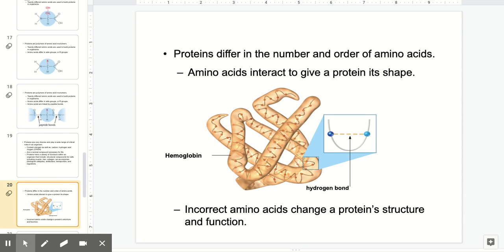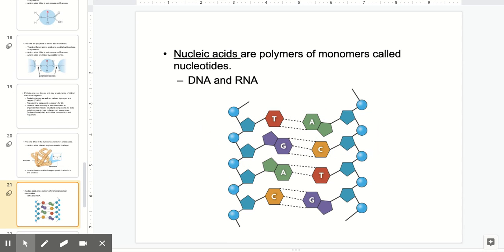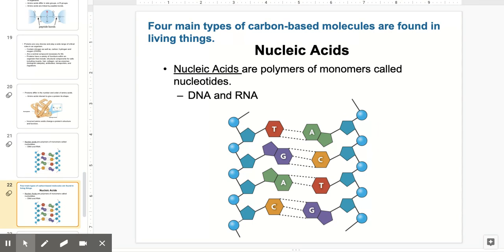Here's an example of the protein hemoglobin, and you can see it has that twisty shape. Should there be a mistake in one of the amino acids that's linked in the hemoglobin, that could change the overall shape of the protein. That would mean that protein isn't going to work right, which would potentially be really bad for a living thing.